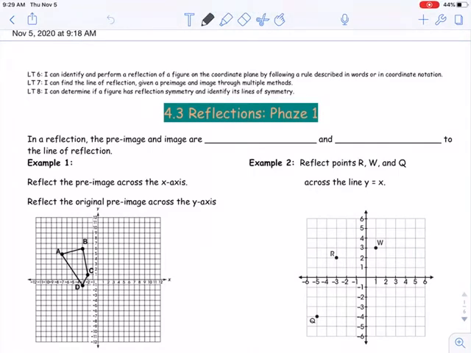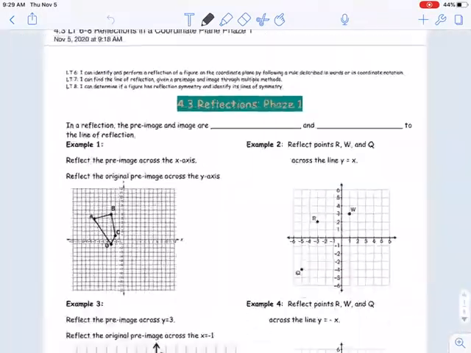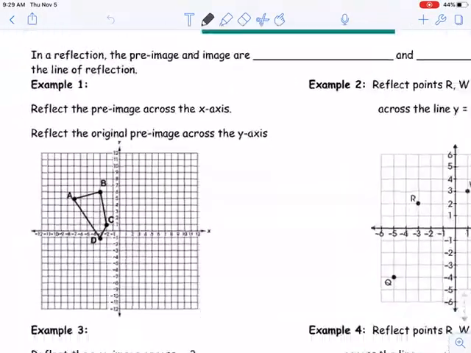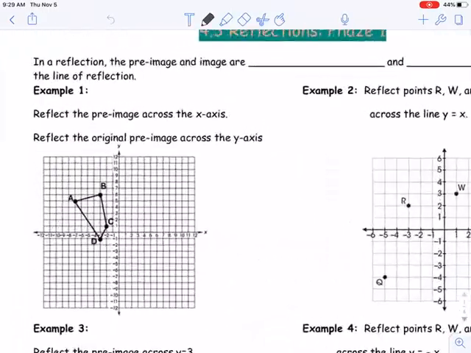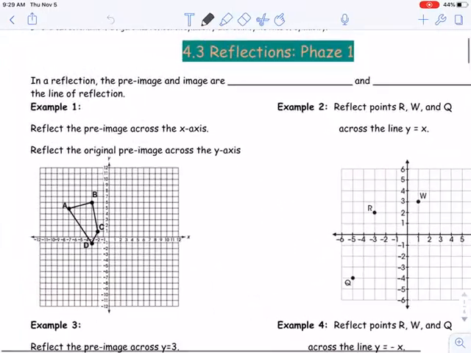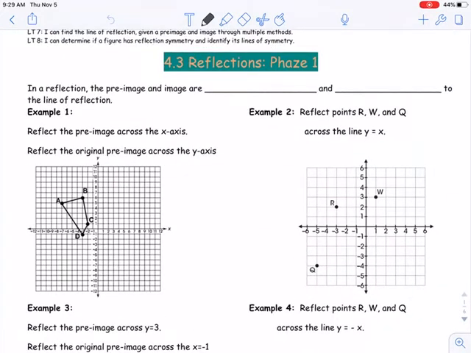Okay, students, let's get hyped. We're on reflections in a coordinate plane, phase 1. This is the main event. You guys ready? Let's get ready to rumble! Alright, now that we're all hyped, let's get ready to rumble.